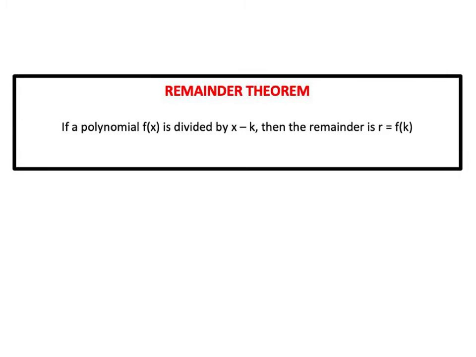So this brings us to our first important theorem, known as the remainder theorem. If a polynomial f of x is divided by x minus k, so that's telling you that your divisor has to be linear. It could be like x minus 4, it could be x plus 10, so minus a number or plus a number. Then the remainder is equal to f of k. We know how to find f of k. We just do that with synthetic.